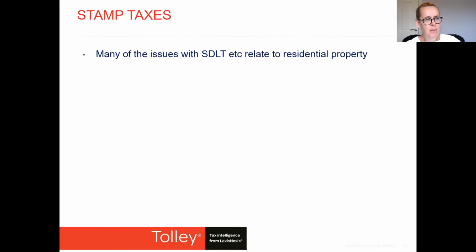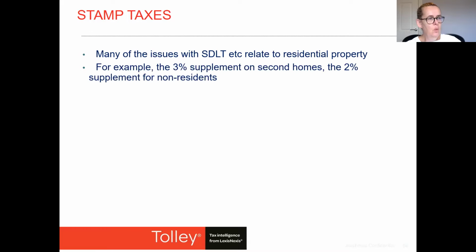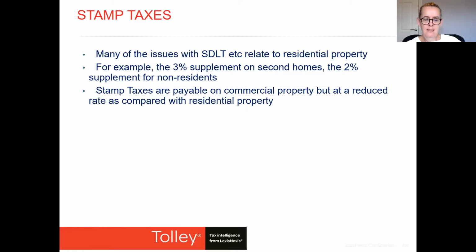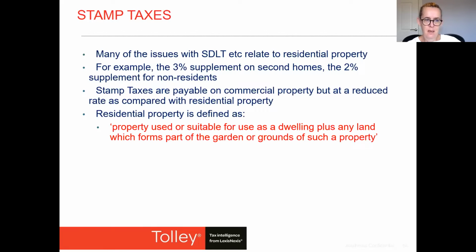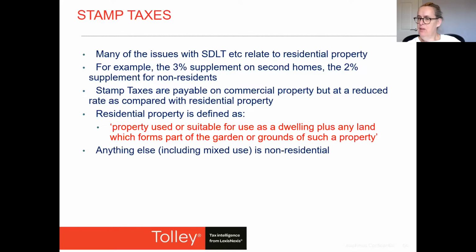If we look at stamp taxes, most of the issues with SDLT and all of the other stamp taxes actually relate more closely to residential property. Whether or not something is residential property becomes very relevant, because then the 3% supplement becomes payable. The 2% supplement for non-residents is going to be relevant as well. Stamp taxes are typically payable on commercial property, but at a reduced rate as compared to residential property. Residential property means a dwelling house plus the land that forms part of the garden or grounds. Anything else, including anything that is mixed use, is non-residential.